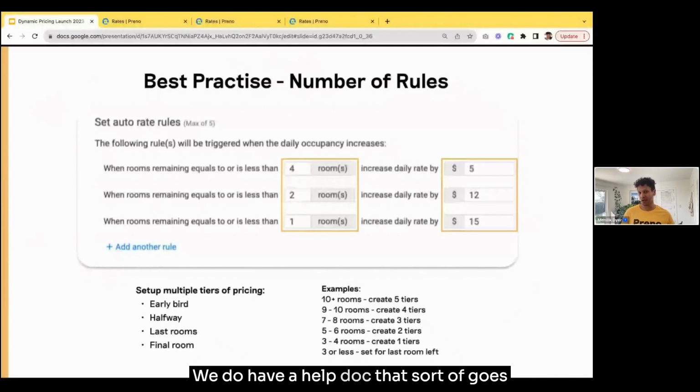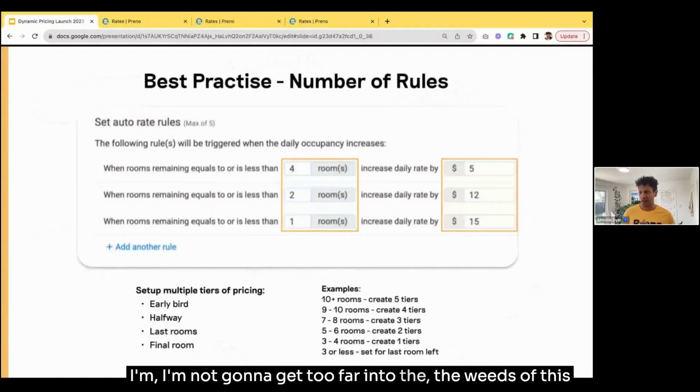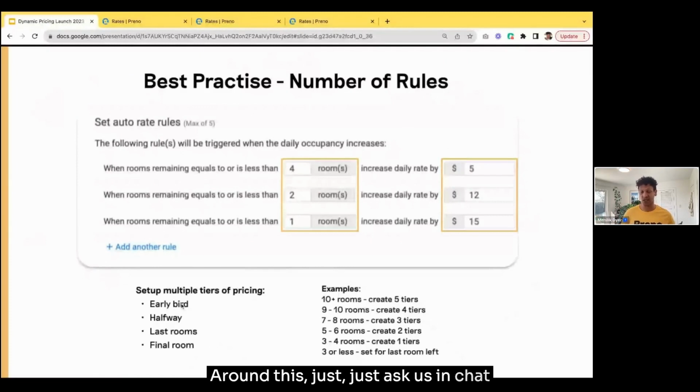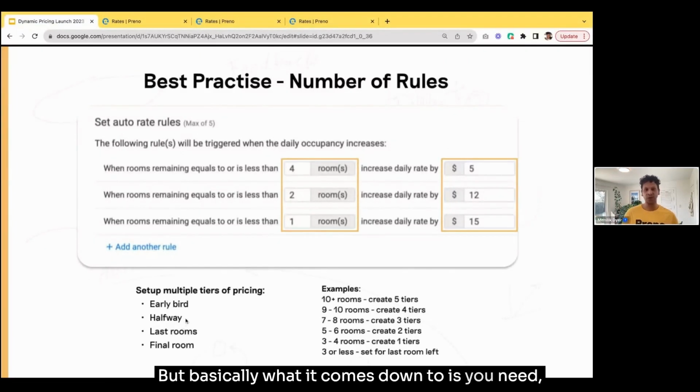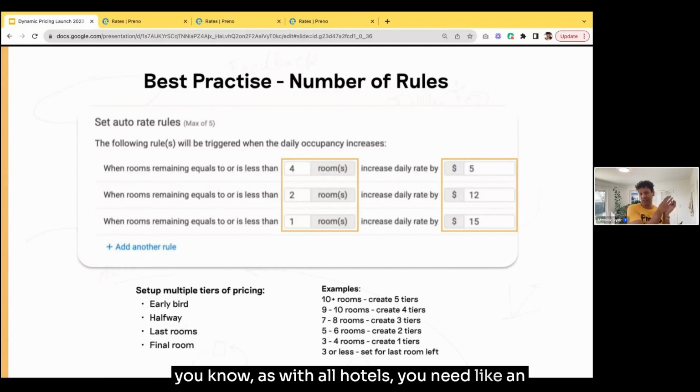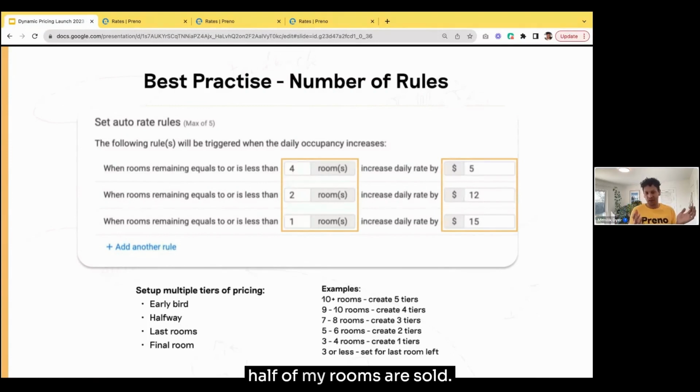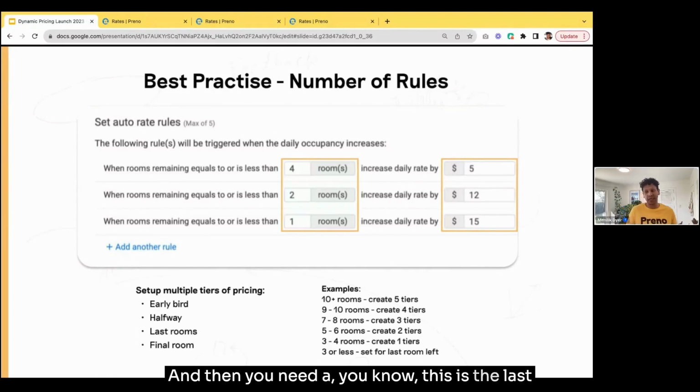We do have a help doc that goes through this. I'm not going to get too far into the weeds of this detail, but if you have any questions, just ask us in chat, or you'll see there's a help doc. What it comes down to is, as with all hotels, you need an early bird rate, something for people who are just booking your property early. You need a halfway rate, when almost half of my rooms are sold. You need a last rooms left rate. And then you need this is the last room, I'm going to make the most money out of it.